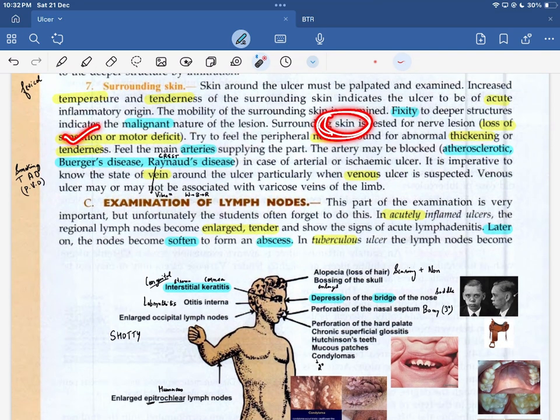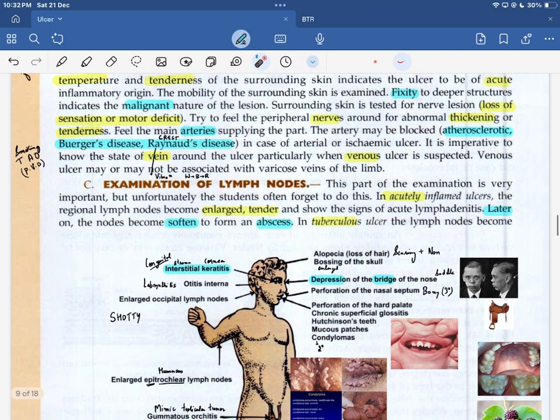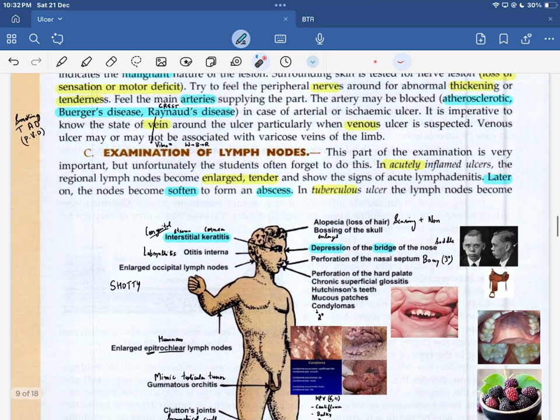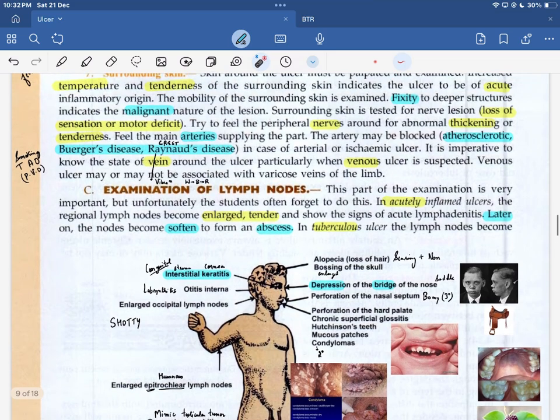Is the sensation there, or is the motor deficit there, right? Because we saw, like in the trophic ulcer, this is the problem. And try to feel the peripheral nerves, right? Why are we concerned with the nerves? We saw the sensation. Why the nerves though? Because nerves could be thickened, and there could be tenderness, right? In leprosy, there is a thickening of the nerve, so we can know if the sensation loss is associated with that, and whether the ulcer is happening because of that, right?